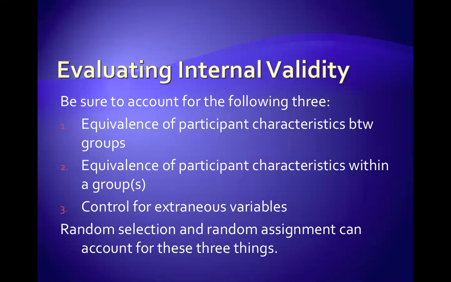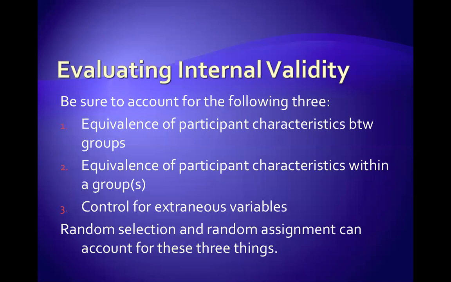Equivalence of participant characteristics within groups: you want to make sure that the participants within each group are pretty much the same as well. If there's too much variance or too many differences, then that's going to flaw your results. Also, controlling for extraneous variables. Extraneous variables are huge, and you can't control for them all, but try to control for as many as possible.